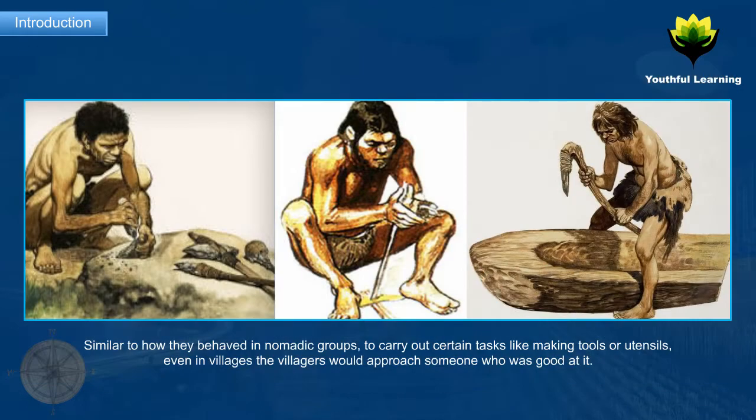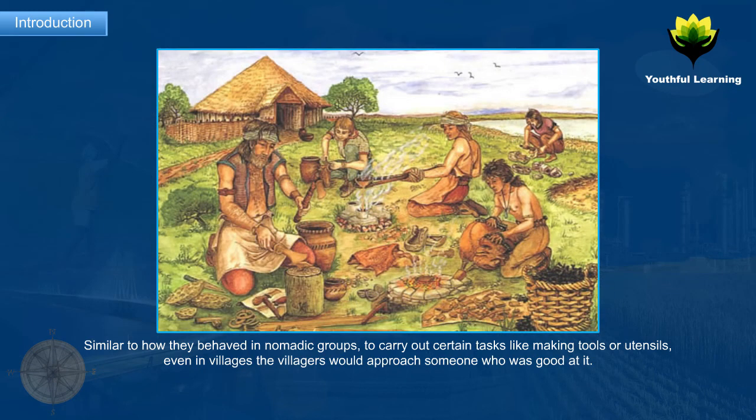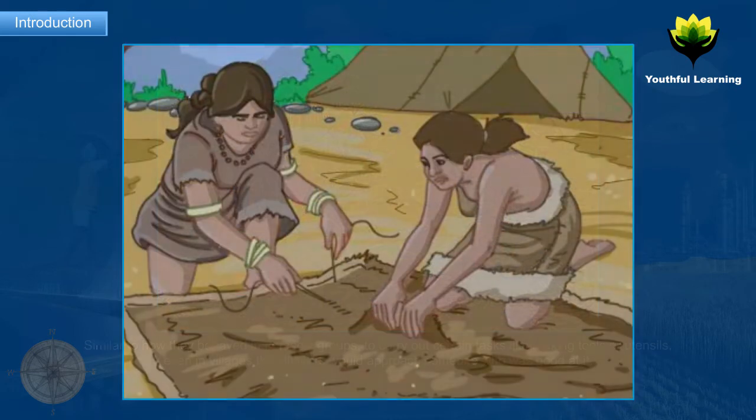Similar to how they behaved in nomadic groups to carry out certain tasks like making tools or utensils, even in villages, the villagers would approach someone who was good at it. For example, to get their clothes stitched, the villagers could go to someone good at stitching clothes.